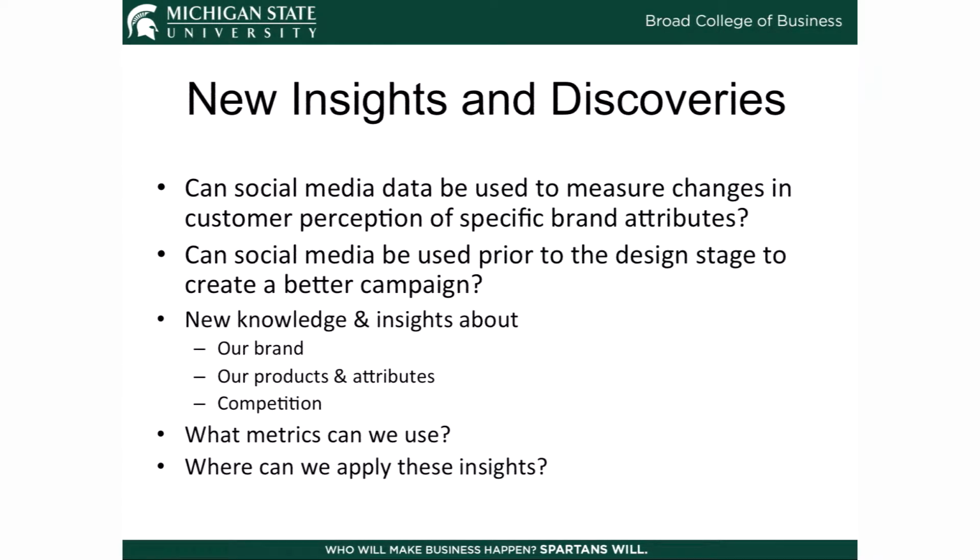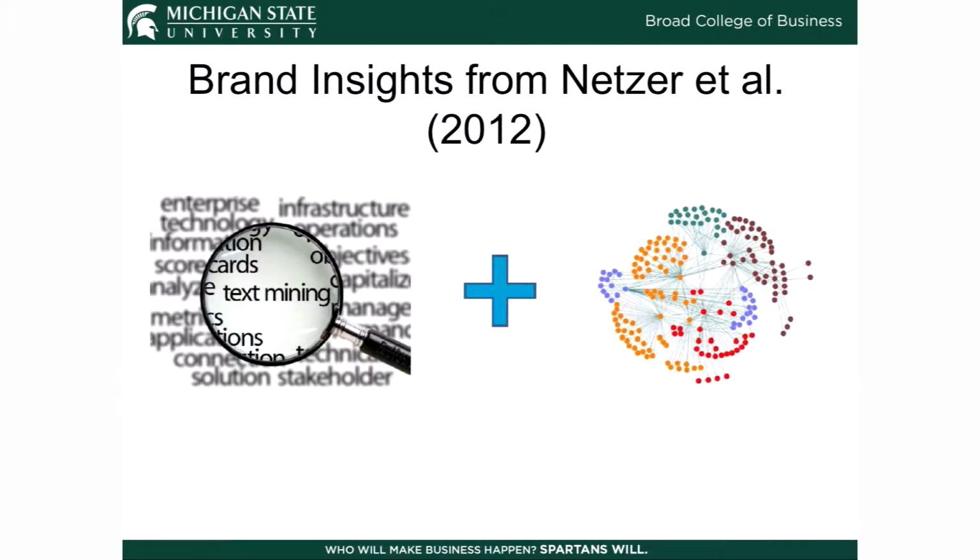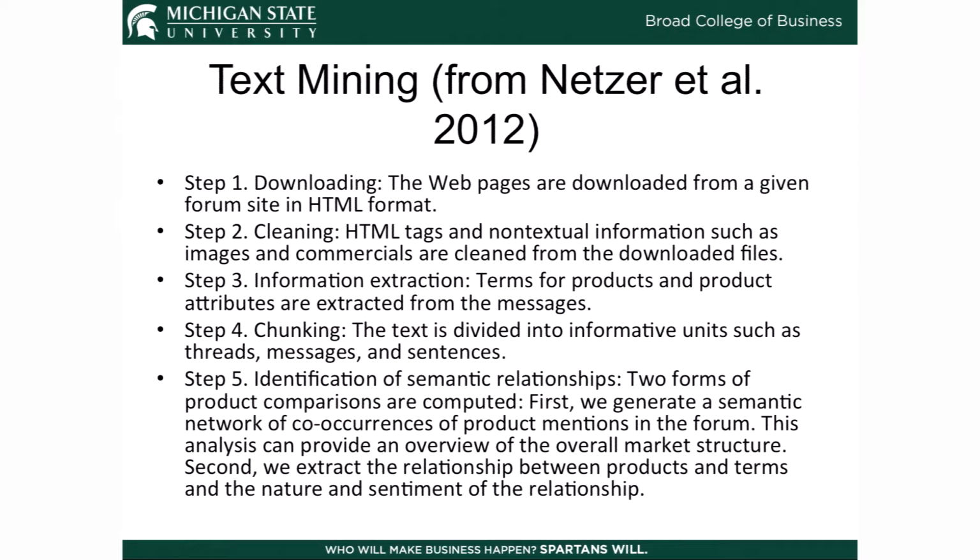branding is an obvious example, but you can study political campaigns, you could study supply chain data, you could study product networks, a variety of things like that, right? So this, as I said, starts from this Netzer et al. 2012 paper. So what is this thing all about?